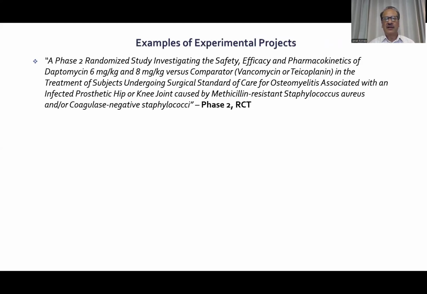So I've listed some of the examples of experimental projects that I had performed. The first one is a phase 2 RCT for safety, efficacy, and PK, or pharmacokinetics, of daptomycin 6 milligrams versus 8 milligrams. The comparator arm was vancomycin or teicoplanin in the treatment of osteomyelitis with an infected prosthetic hip or knee joints by the MRSA infection or coagulase-negative staphylococcus infection.